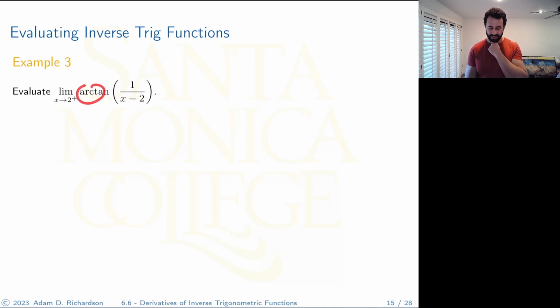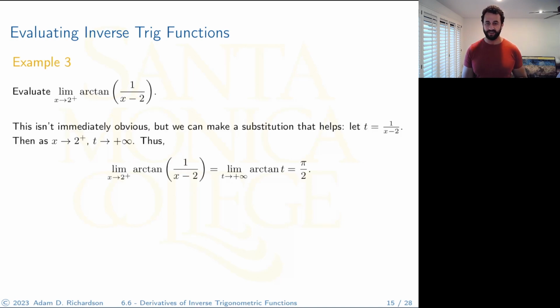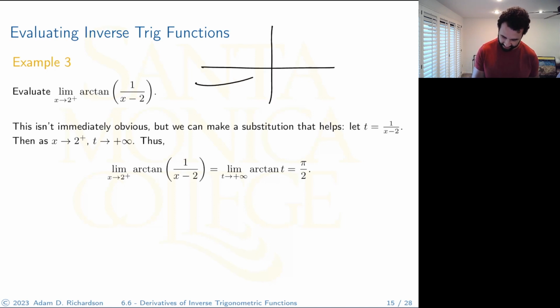So what is arctangent of larger and larger numbers? Well, it approaches something. What does arctangent approach as its input goes to infinity? Think about the graph, and we'll do the algebra right here. So if you remember the graph, it looks like this, right?